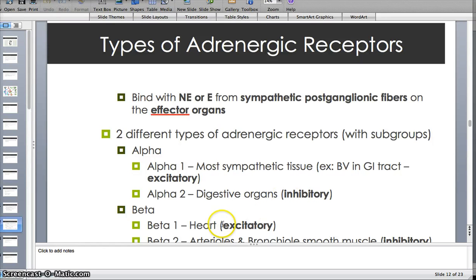All right, our beta receptors, as I said, are more located within the heart and the lungs. Our beta 1s, we're going to say, are cardiac specific, meaning they're located right in the heart, and they're excitatory, meaning they make that heart pump faster, so increasing our heart rate, and stronger, so more blood per ejection.